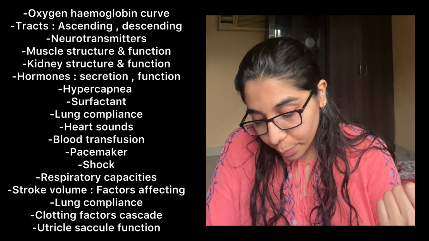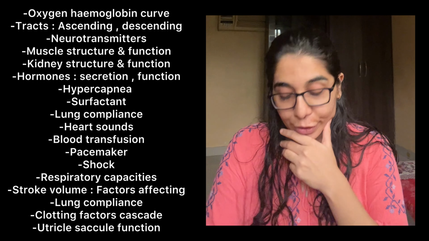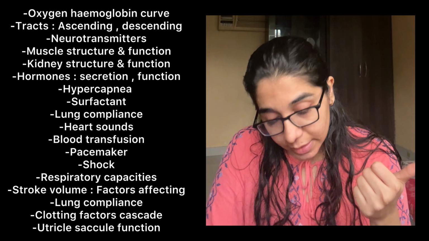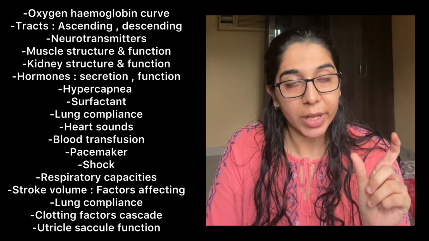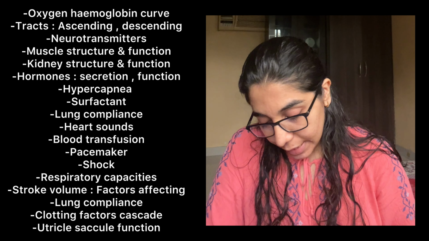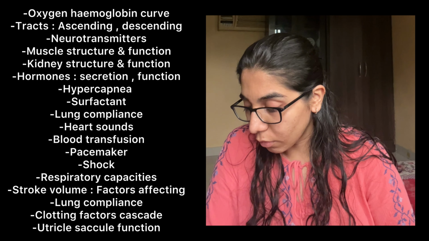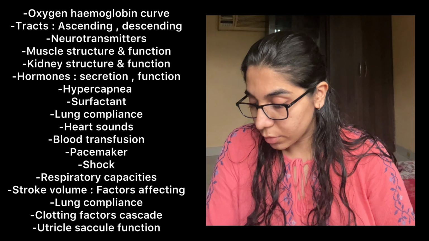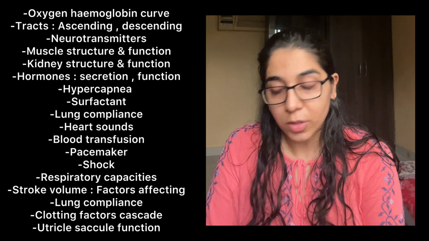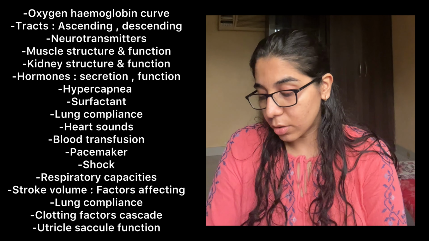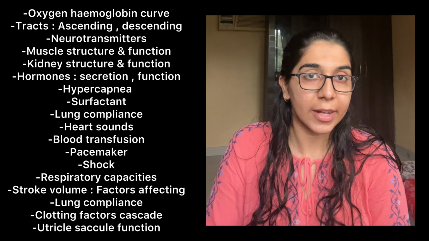Hormones is an important topic. Shock, you also need to know about the different shocks. Then respiratory capacities, stroke volume is an important topic. Factors affecting stroke volume has been asked. Then clotting factors, you need to know about that as well. And 1 year, the function of utricle and saccule is also asked.